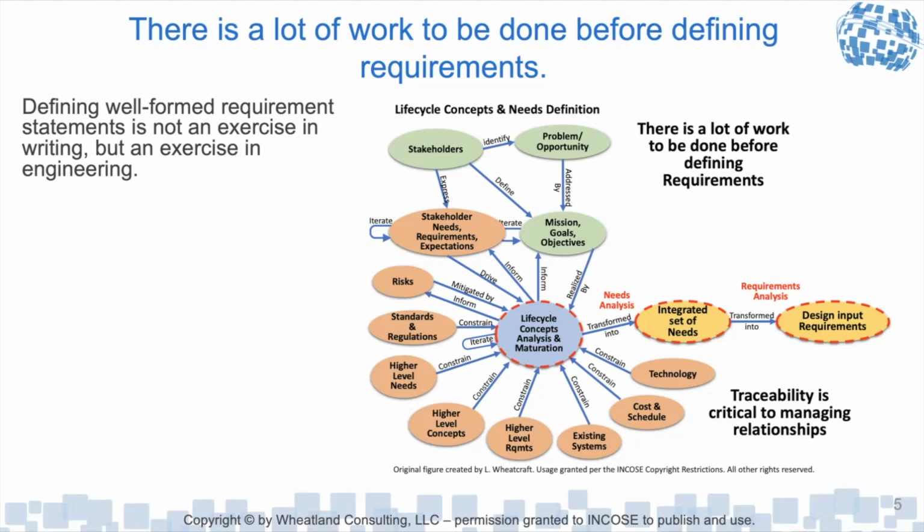We have to worry about interactions with existing systems. We always have to keep in mind the cost and schedule. And one of the big constraints that we have is the technology. So if we're defining requirements that go beyond state-of-the-art performance requirements, then we have to look at the critical technologies. And this is important in establishing feasibility of our needs and requirements.